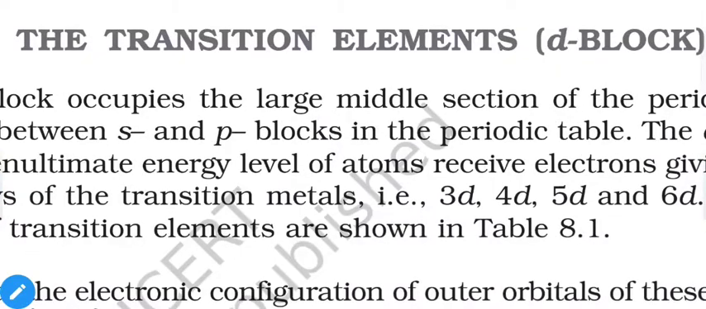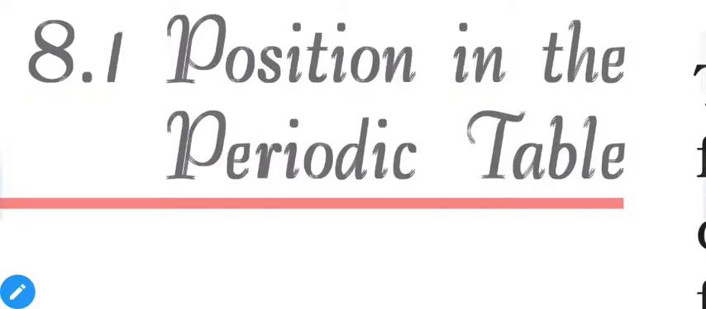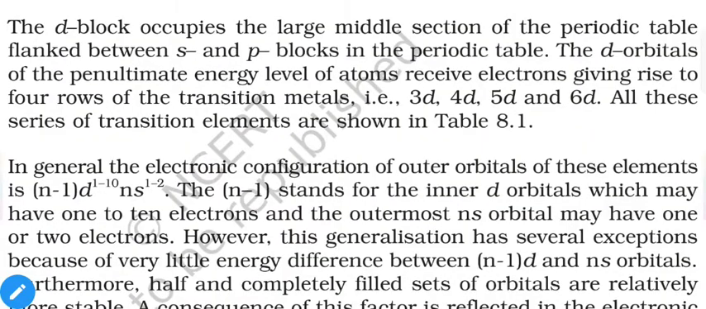So first we are going to discuss transition elements, that means d block elements, and mainly we are going to discuss in detail the first series, 3d. So the first point is position in the periodic table, and we already know where the d block elements are present. A large middle section of the periodic table is occupied by d block elements. In s block we have only 2 groups, whereas in p block we have 6, but in d we have a total of 10. So we can say that a large number of groups belong to d block, and it is present between s and p blocks.